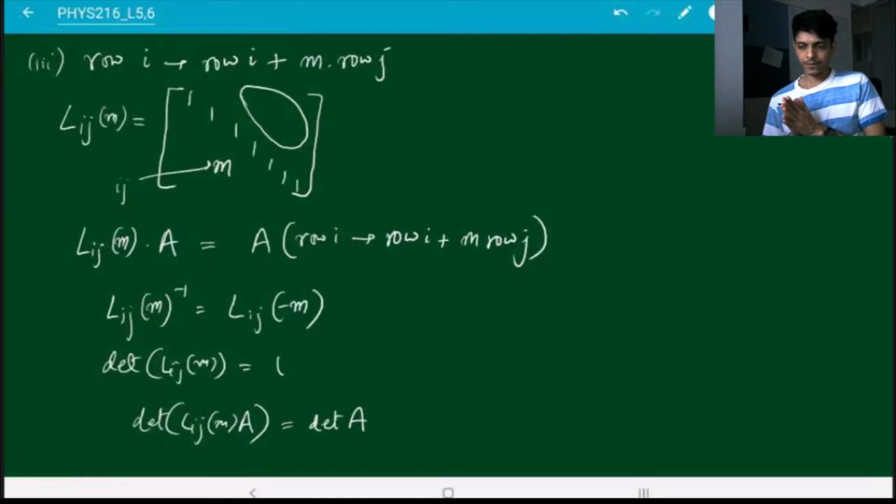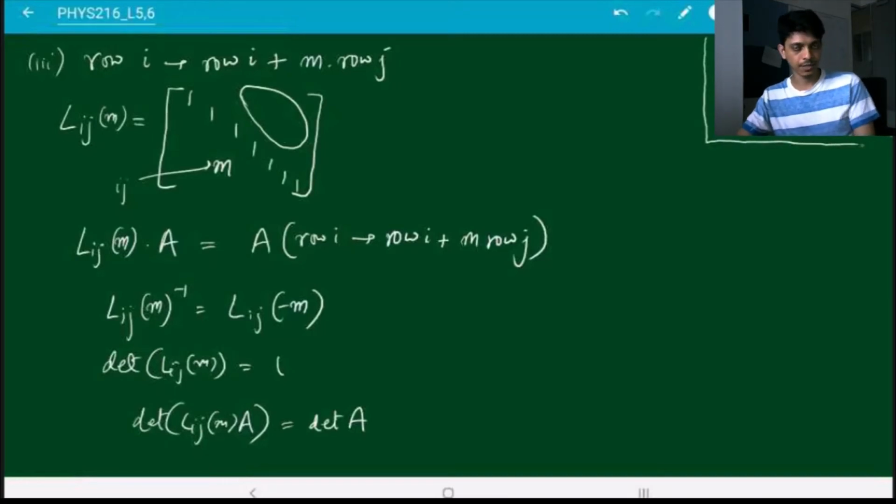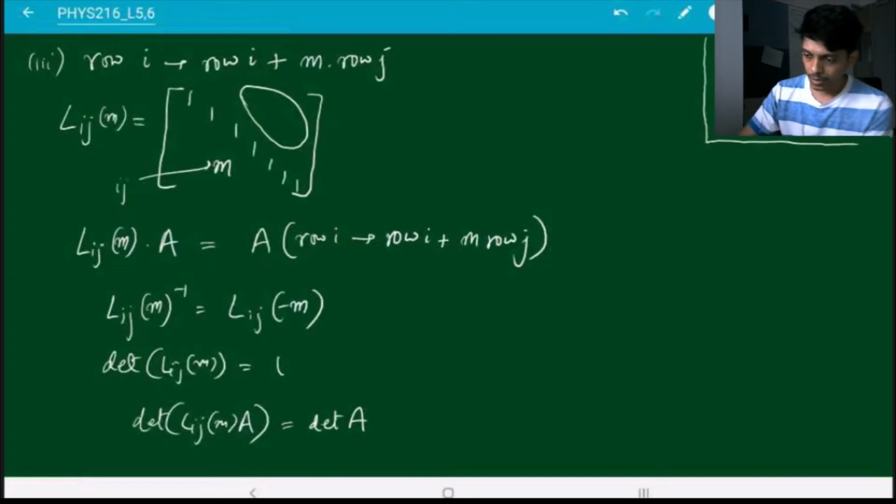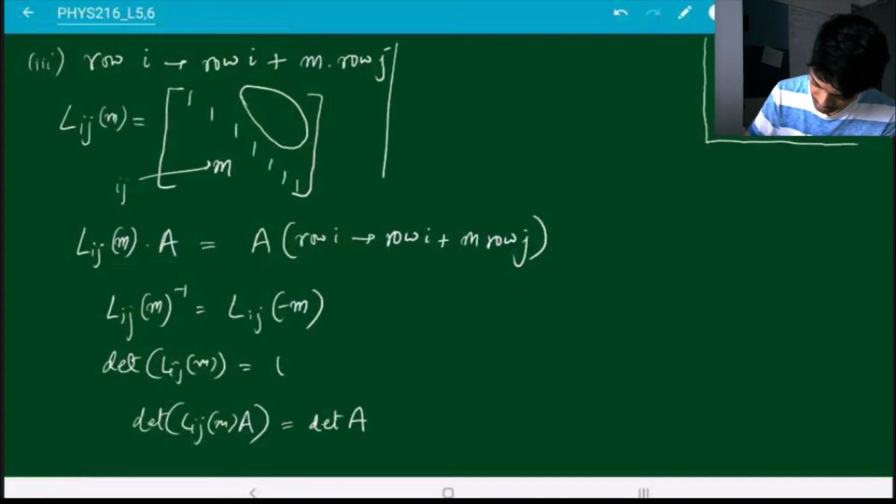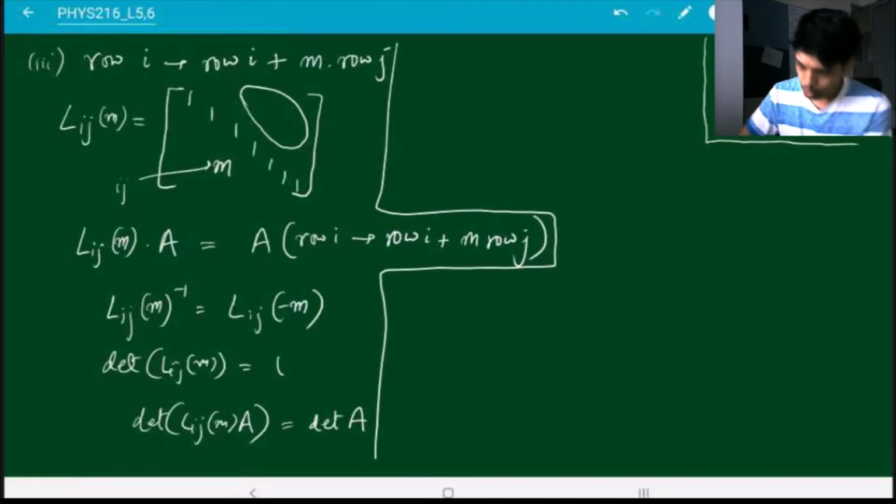Okay, very good. So what have we done? We have written down the 3 elementary row transformations that we want to use in our Gaussian elimination method. We have written down matrices which, if you pre-multiply with your matrix A, will do the job for you. So now with these 3 matrices, we are ready to solve any system of linear equations.